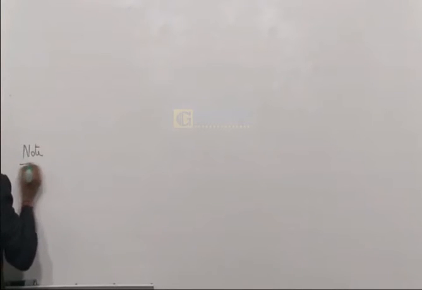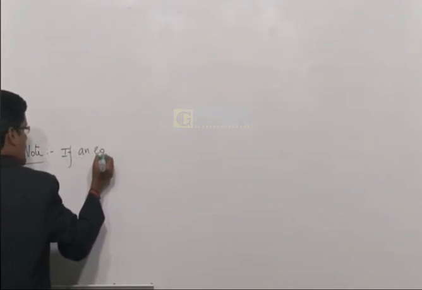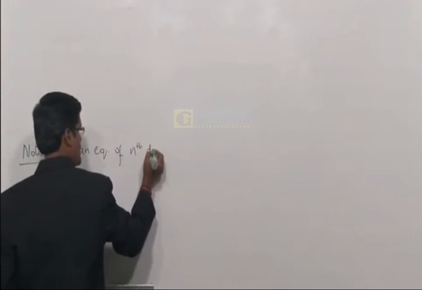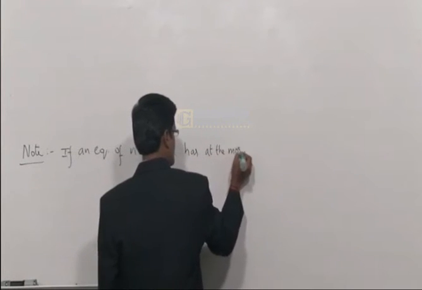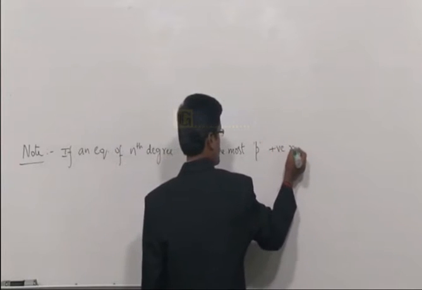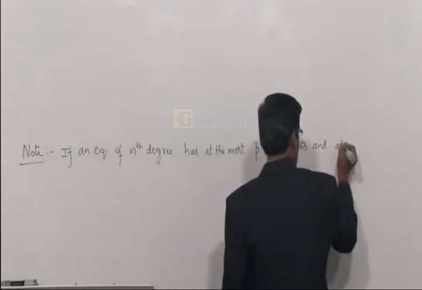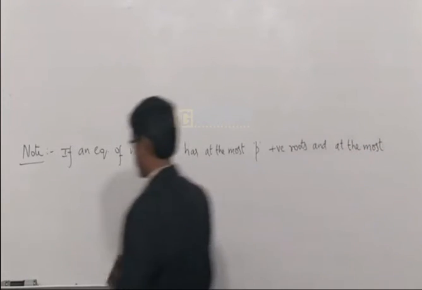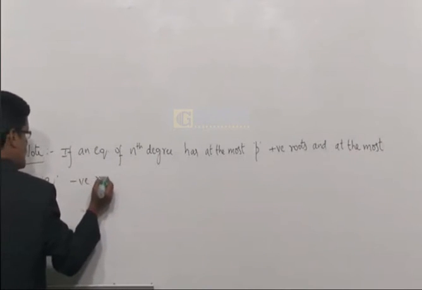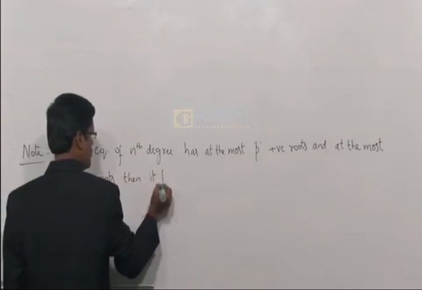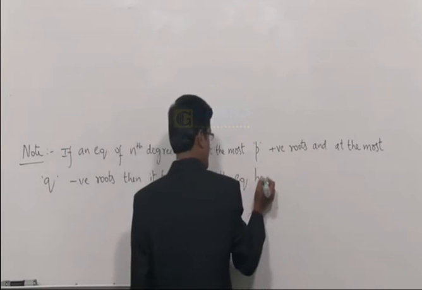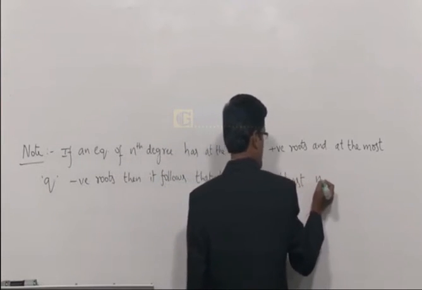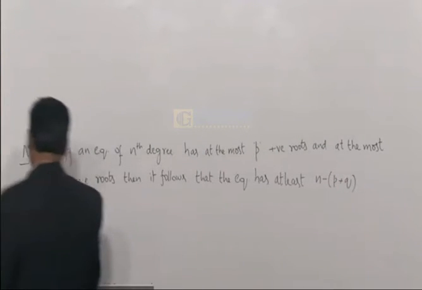Note, if an equation of nth degree has at the most p positive roots and at the most q negative roots, then it follows that the equation has at least n minus (p plus q) imaginary roots.